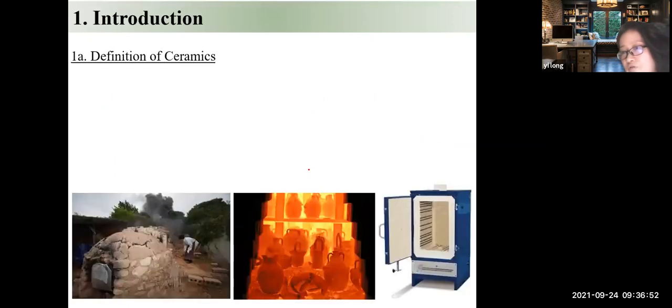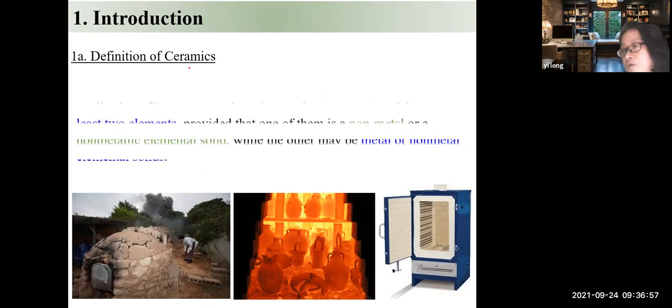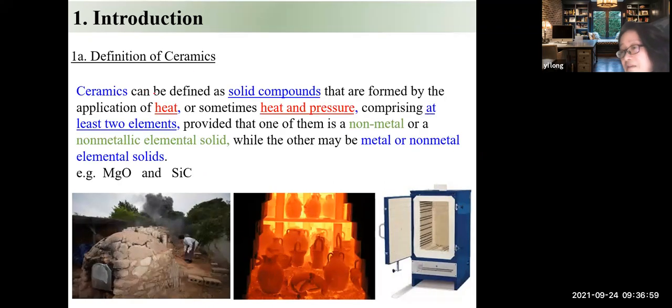So let's move to the first part, the definition of ceramics. Okay, so we can read through. Ceramic can be defined as a solid compound. Okay, so you can see the process. Most of the process you have to apply heat, which means you have to heat up, or sometimes even give pressure, heat and pressure together.